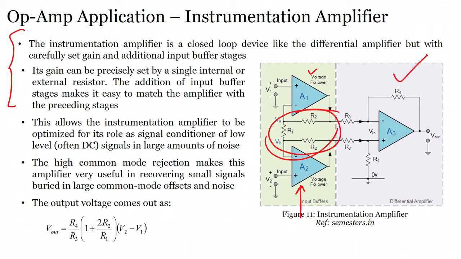Can you extract this signal by reducing the noise? If that is the case, then the instrumentation amplifier is an extremely important circuit. Right, you got it. So, it is an example.